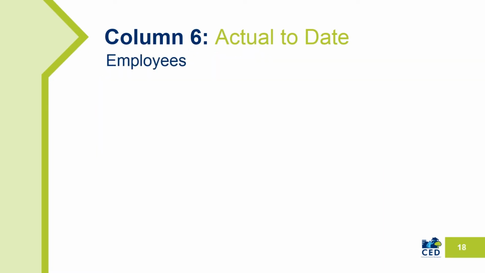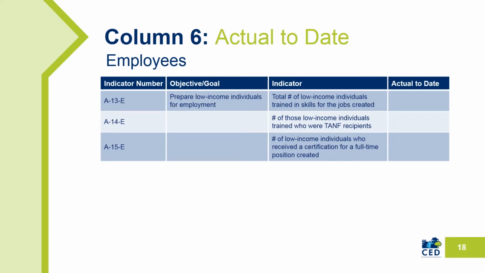Indicators A13E through A15E, with the objective prepare low-income individuals for employment, relate to training. Training is not the objective of the grant, but grant funds can be used for limited training for the specific jobs created with the grant.